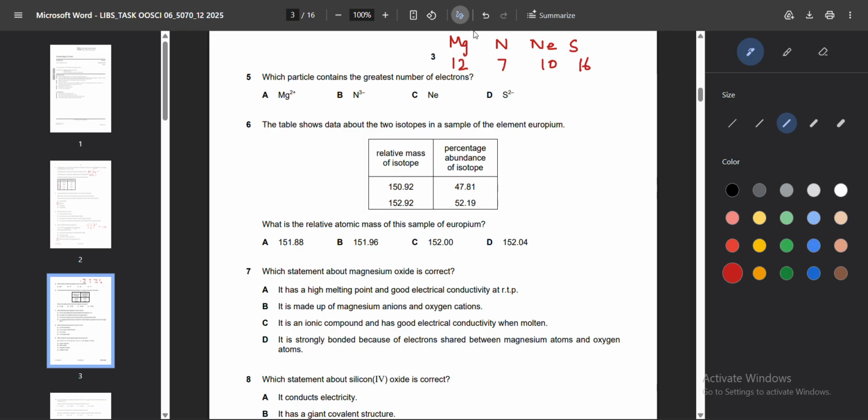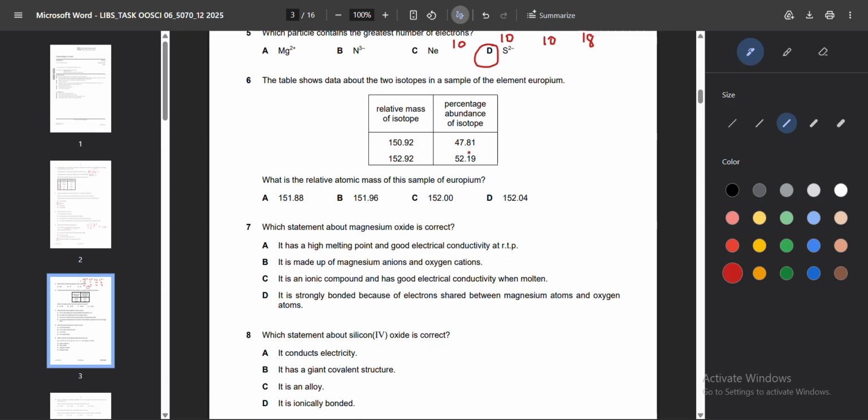And when these change into ions, magnesium gains a charge of positive 2 by loss of 2 electrons. That means this ion will have 10 electrons now. Nitrogen forms nitride ion by the gain of 3 electrons, so it will have a total of 10 electrons. Neon is a monatomic noble gas, so it will have 10 electrons. Sulfur, when it forms sulfide ion, gains 2 electrons. So the total number of electrons in sulfide ion is 18, which is the greatest of all. So that means option D is the correct option.